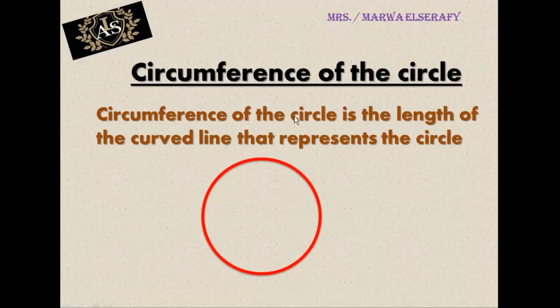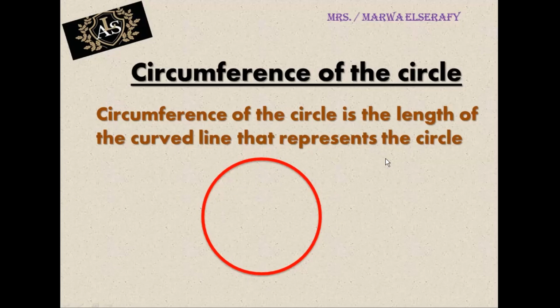The circumference of the circle is the length of the curved line that represents the circle. It means that the circumference is the length of the red line. It means the perimeter of the circle. But in the circle, we don't say perimeter, we say circumference. Circumference, not perimeter, but the two are the same. So the circumference of the circle is the length of the curved line that represents the circle.